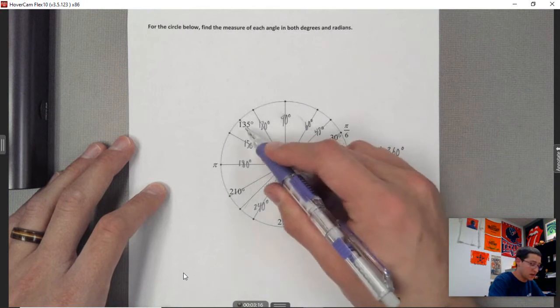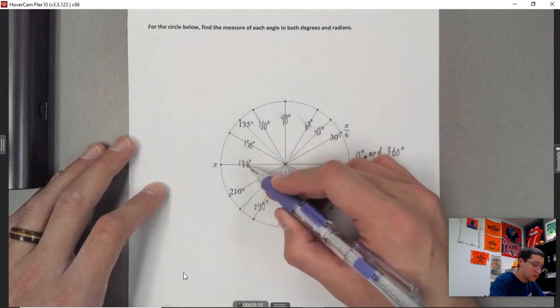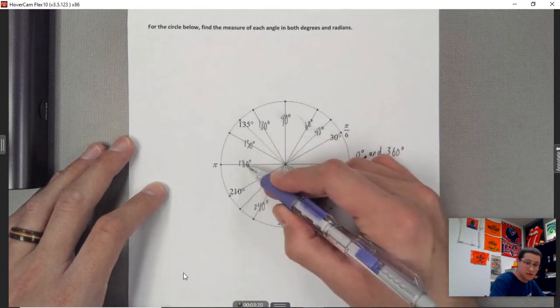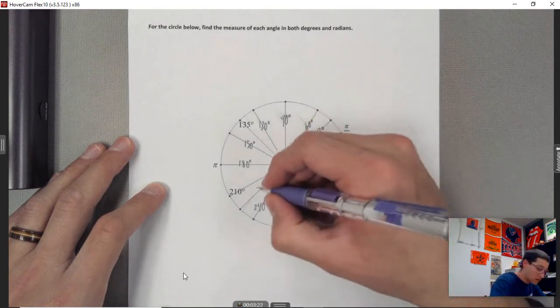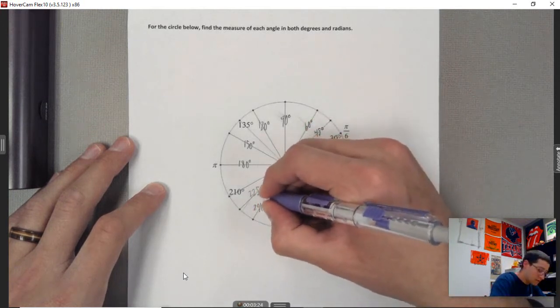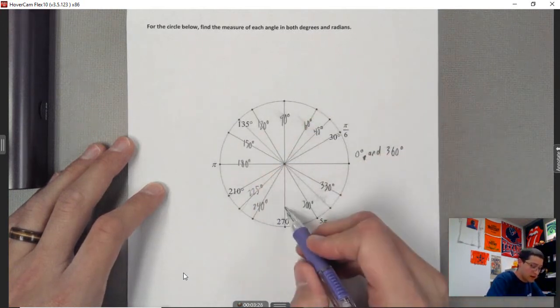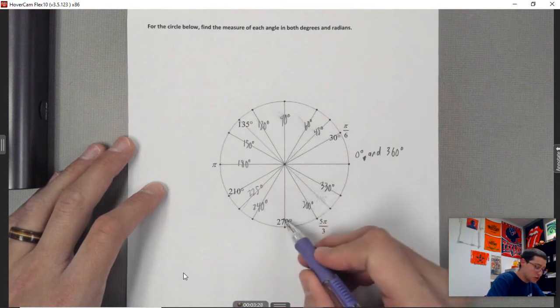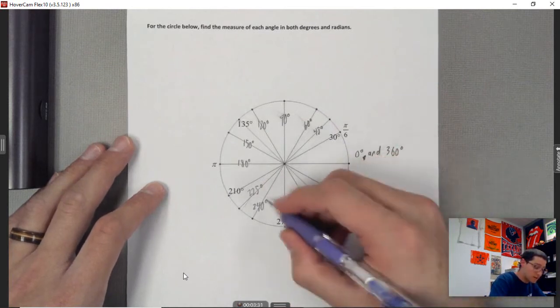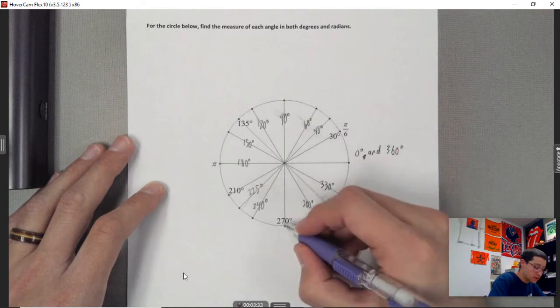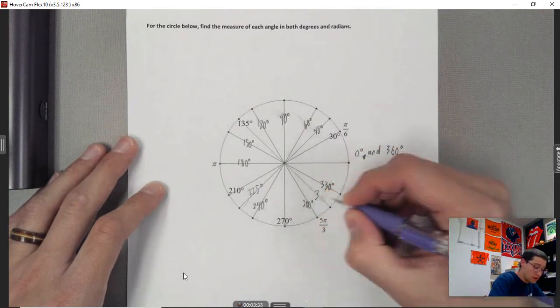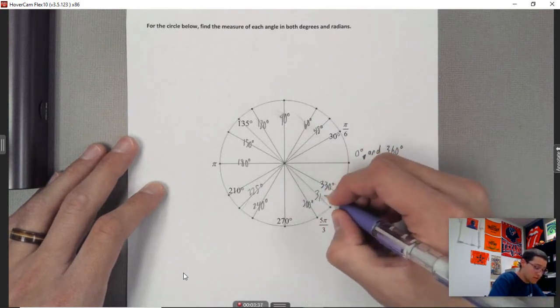Okay, let's do the 45. So 45, 90, you got that one, 135, 180, 180 plus 45, right? That's what the difference is from here to here. That is 225. 225 adding 45, that's 270. 270 adding 45, I think I said 40, it should be 45. 270 plus 45, that is going to be 315.